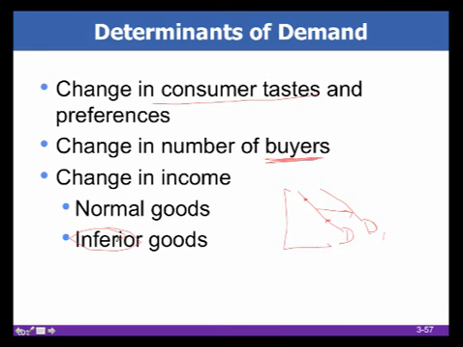But then there's also inferior goods. Inferior goods are things that we buy less of when our incomes rise. So used cars would be a good example here, right? Most of us, when our income rises, we are less interested in buying a used car and more interested in buying a new car. New cars, normal goods. We buy more of them when our income rises. Inferior goods, used cars, we buy fewer of them when our income rises. Of course, the reason that we buy fewer used cars when our income rises is because we buy more new cars when our income rises.